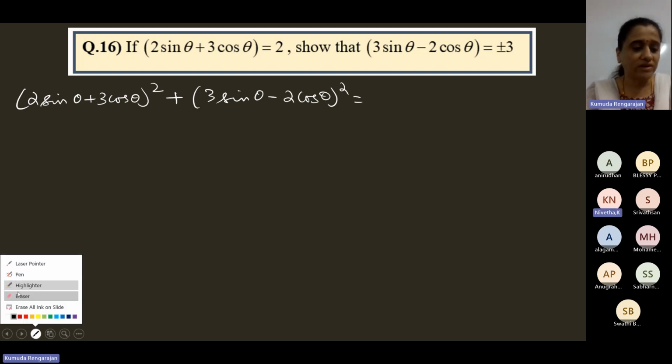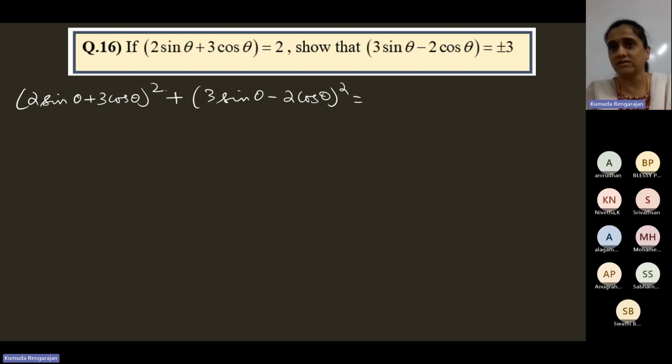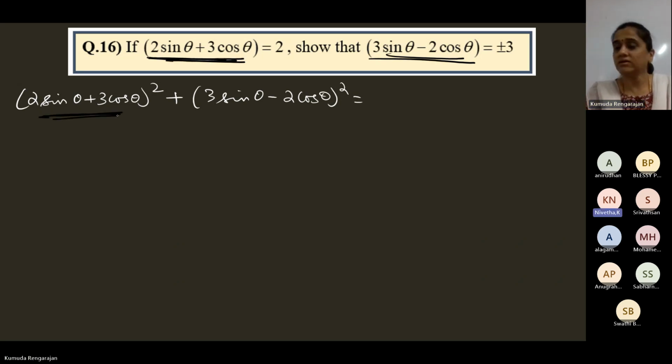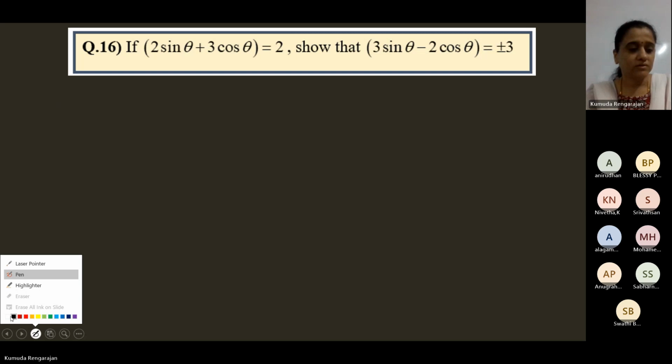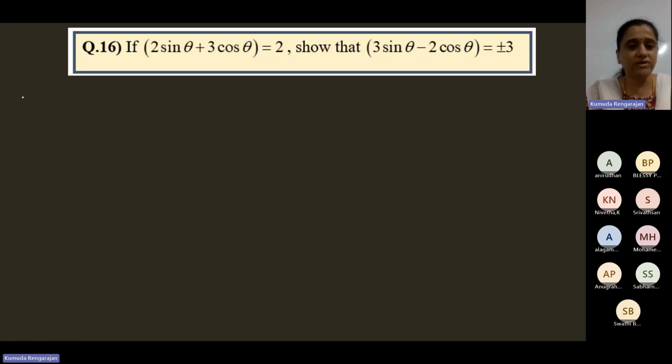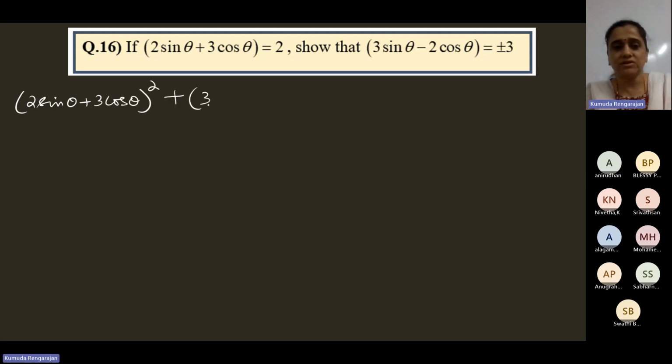One whose value is given, one whose value you have to find. So this is given, you have to find this. So take up these two expressions, square and add them. Can you see this here? And this one here? Square and add them. All right? So the first expression, whose value is given, 2 sine theta plus 3 cos theta, the whole square, plus what you have to find, 3 sine theta minus 2 cos theta, the whole square. Square the two expressions, add them.